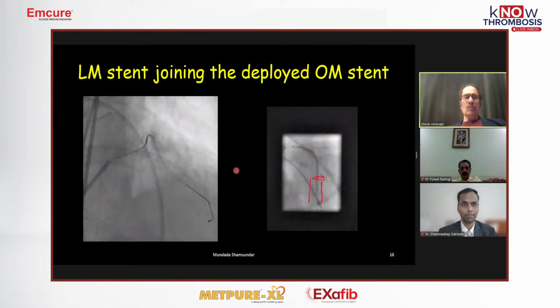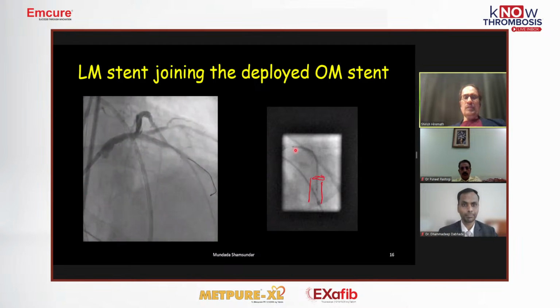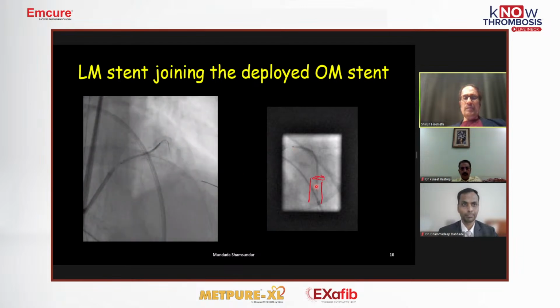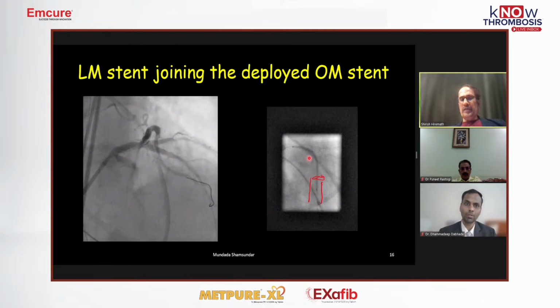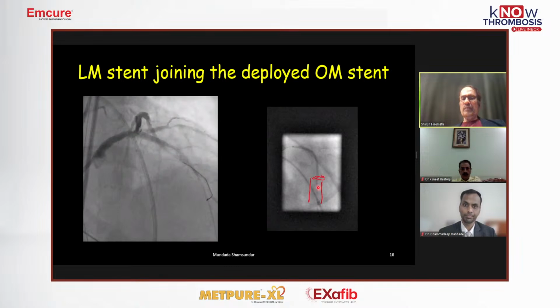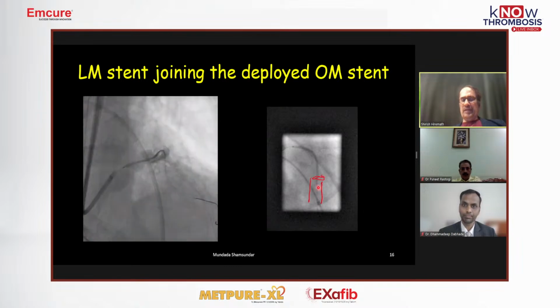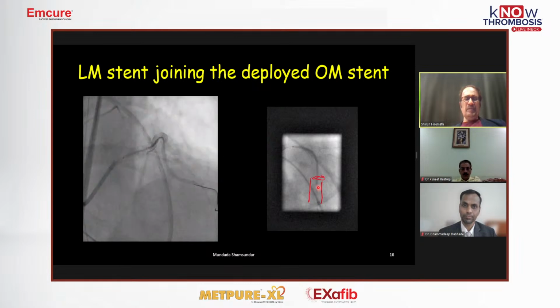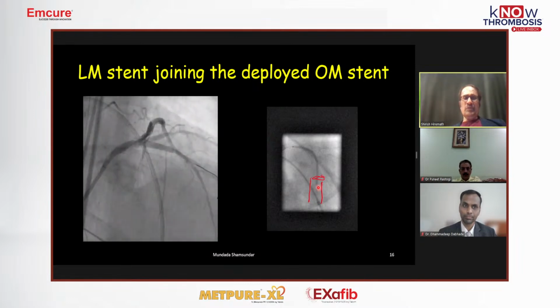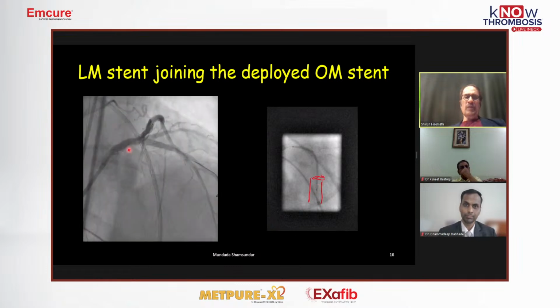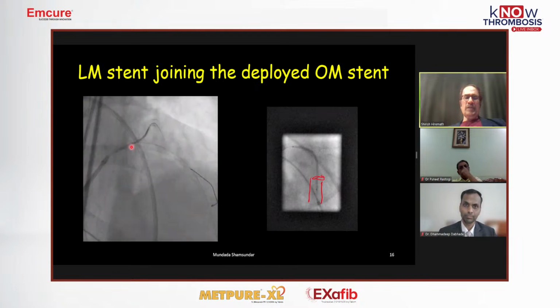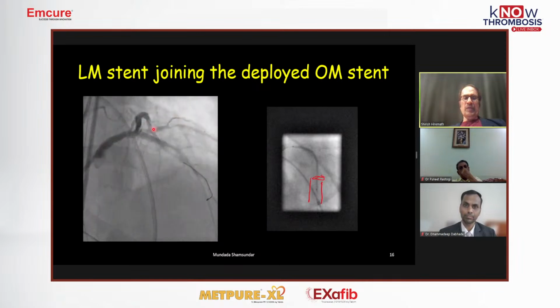Now, we made sure that the 4.0 stent gets into the deployed 3.5 stent here. This is very important because if at the end of it, you end up with a dissection related to this stent, I mean, it's an anxiety, it's a lot of sweat to put a stent in that location. You can see the undeployed stent from left main to circumflex getting into the deployed circumflex stent in an epicranial view.